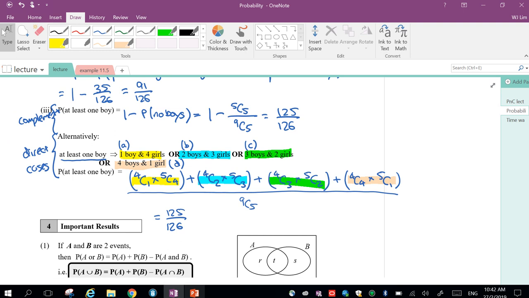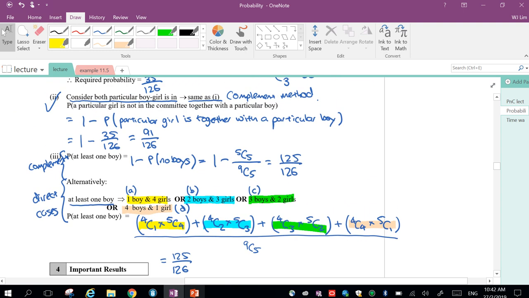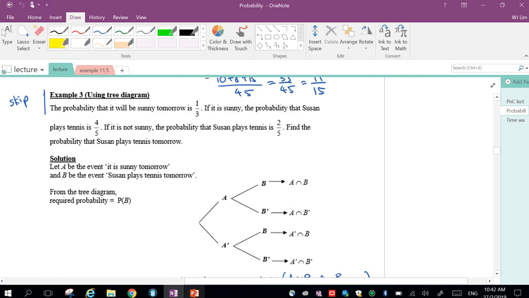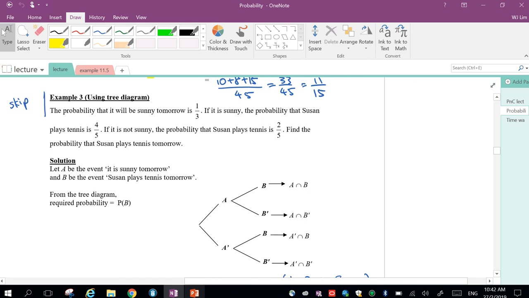Okay, so let's move on to example 3. I promise you I will go back. So this is example 5 done, so example 3. There's a reason why I go to example 3. Using tree diagram. When do you use tree diagram? I'm going to write out the guide for you. When do you use tree diagram?